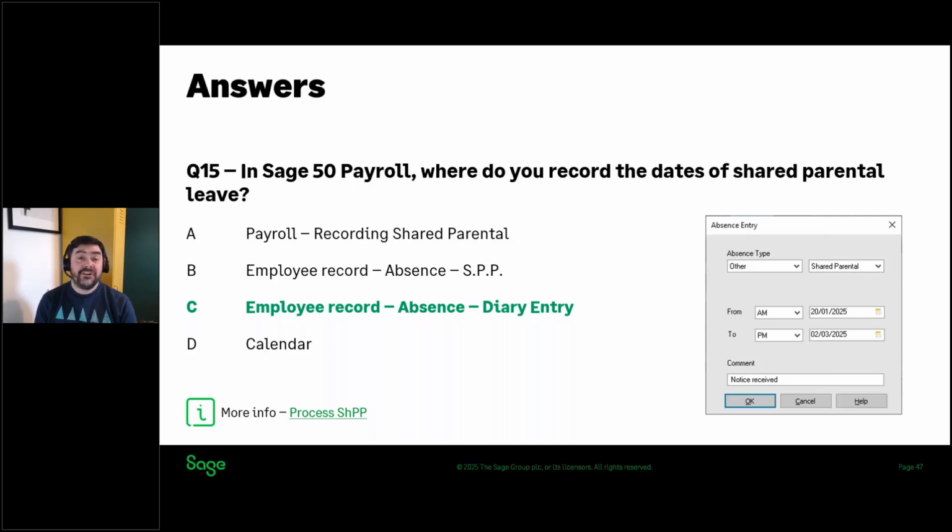So you would record the declaration details against the original statutory payment, so SPP for partners or typically SMP or SAP for the mother or adopter. But when you're booking the dates of leave and you're recording the dates the employees have been off, this one works similar to sick pay. So you do it through the diary entry option, recording absence type of shared parental. And then the statutory pay will calculate based on those entries. So well done if you got that one correct.